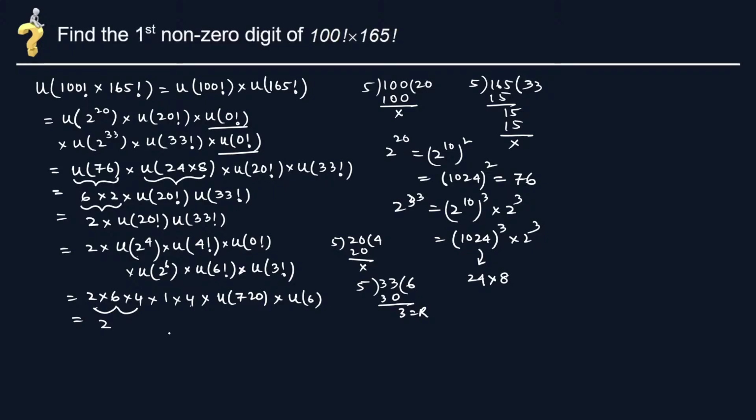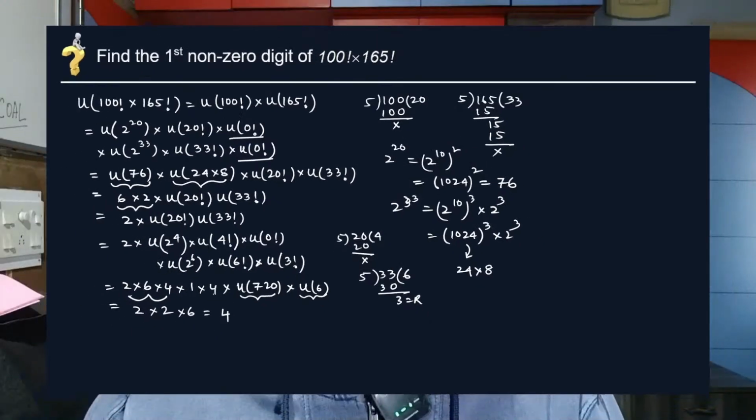Am I correct? The first non-zero digit from 720 is coming to 2 again, and the first non-zero digit is only 6. So 6 is there. Now if we multiply this, we are getting 24. So the first non-zero digit will be nothing but 4 only. Is this problem clear to everyone?